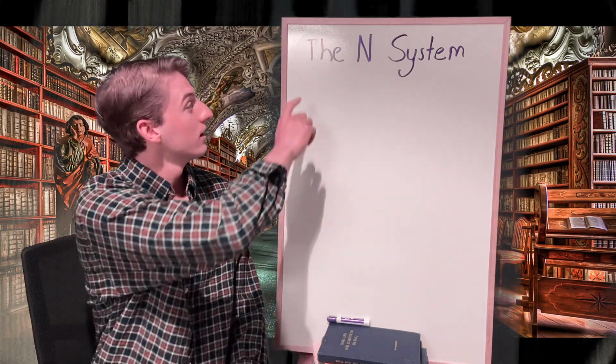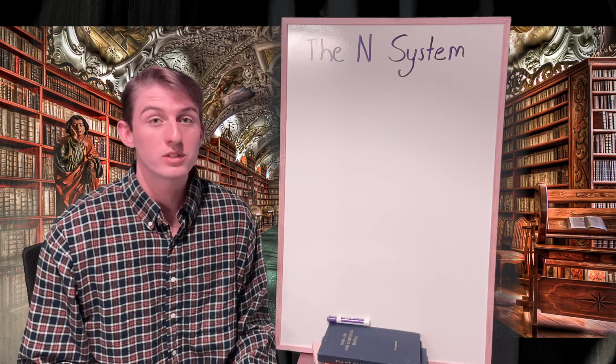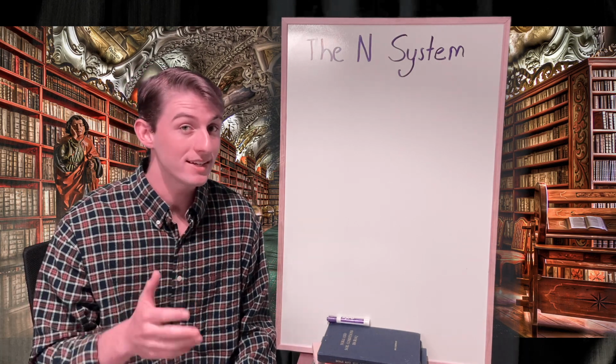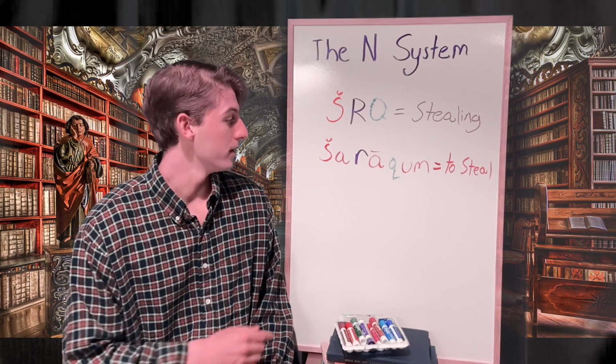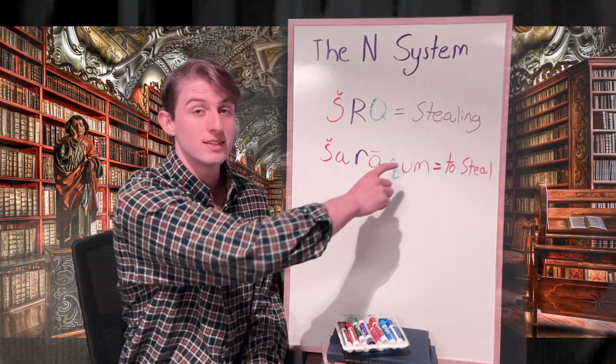Today we're going to talk about the N system. So we've mentioned in the past the G system, which is a set of patterns which give us the basic meaning of a verb. So here you can see the G system infinitive, sharakum, which means to steal.